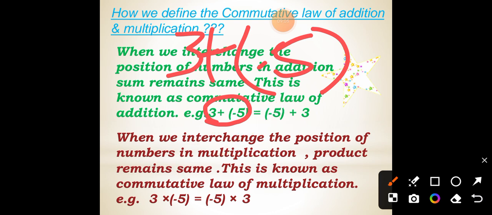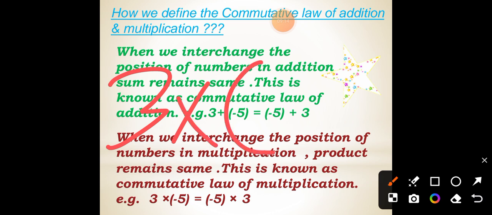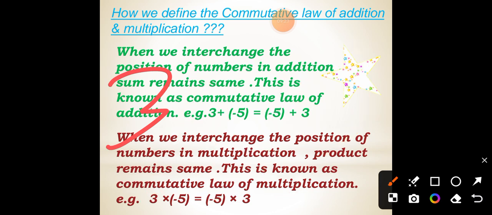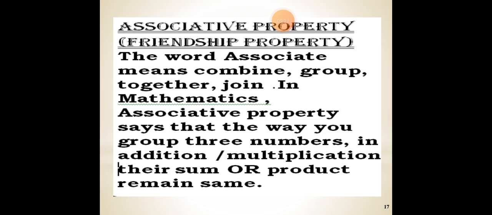If we interchange the position of numbers in multiplication, the product remains the same. This is called the commutative law of multiplication. Like 3 multiplied by minus 5 is the same as minus 5 multiplied by 3. I just interchange their places, but their product remains the same. So the commutative law applies to both multiplication and addition. If you change the places of the numbers, their sum remains the same.